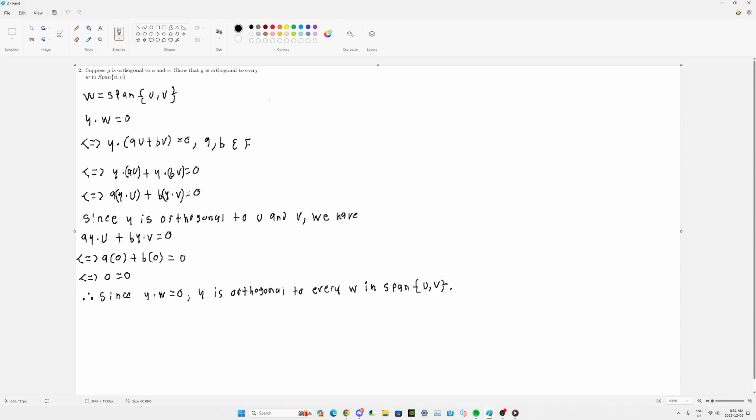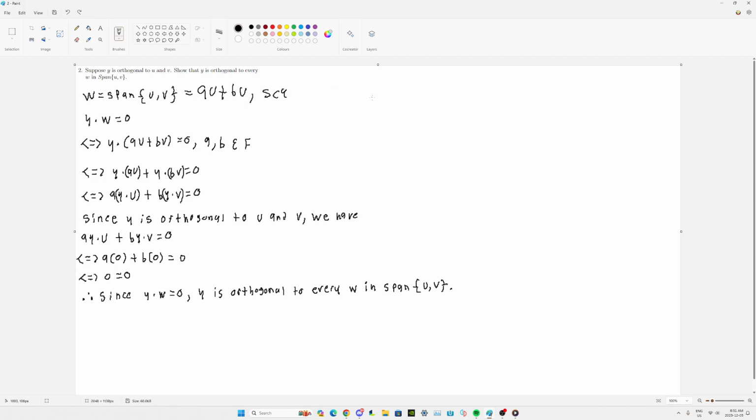So suppose y is orthogonal to u and v. Show that y is orthogonal to every w in span uv. Right? Basically what we can do is we can just imagine we have some w equal to the span of uv. It's very important that we say the span, because what the span allows us to do is take any linear combination of u and v with respect to some scalars. We can go backwards and forwards. Right, so we can say that this is equal to au plus bv for some scalars a, b, element of a field. Right, that's going to cover every possible combination.